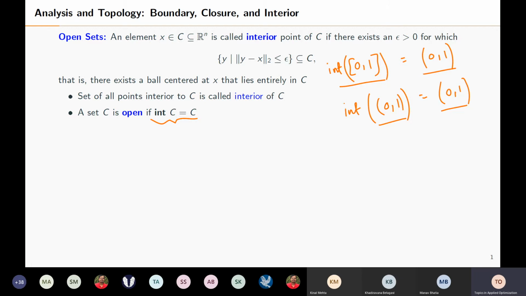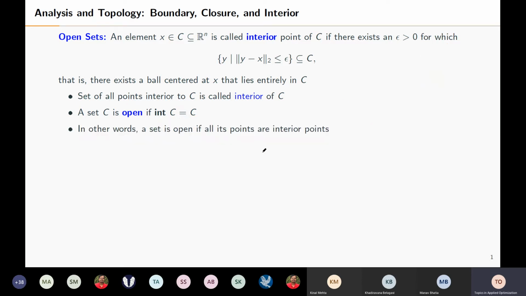An open set is a set all of whose points are interior points. Okay, so that's an open set. And a closed set is just the complement. So you can use the complement definition: C is closed if its complement is open, where the universal set is Rn.